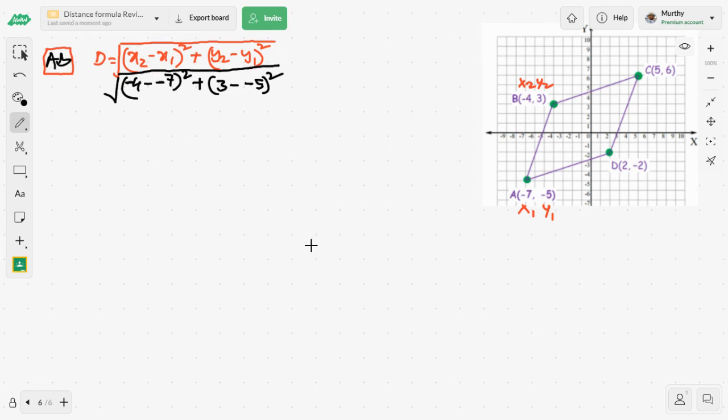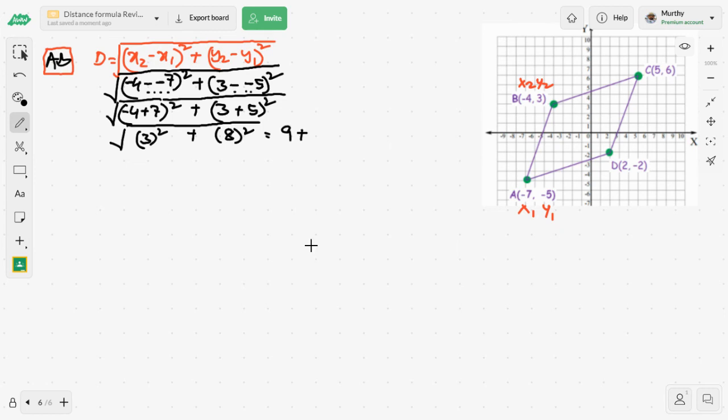Now I'm doing it really quick. -4 plus 7, that is 3 square. 3 plus 5, 8 square, equals 9 plus 64. That gives me square root of 73.